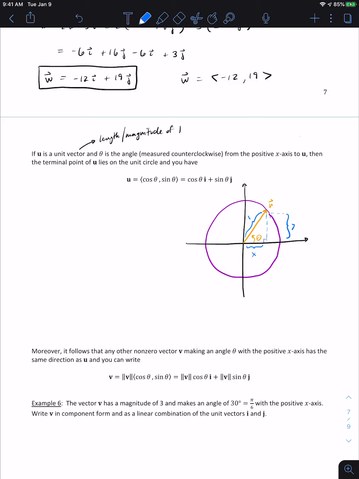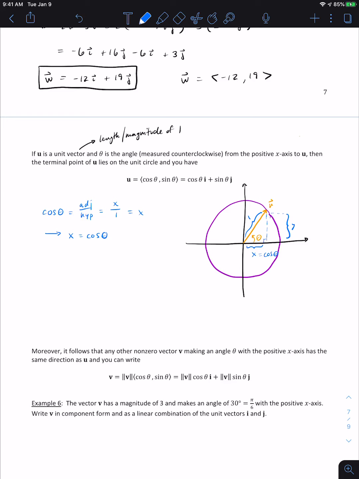So how am I going to find x and y? Well, I'm going to do it by looking at right triangle trig, right? So let's do cosine first. Cosine of theta is equal to the adjacent over the hypotenuse, right? What's the adjacent side to theta? Well, that's x, and the hypotenuse is 1, so x over 1 is just x, right? So we figured out that x is equal to cosine of theta. So this distance, x, is equal to cosine of theta.